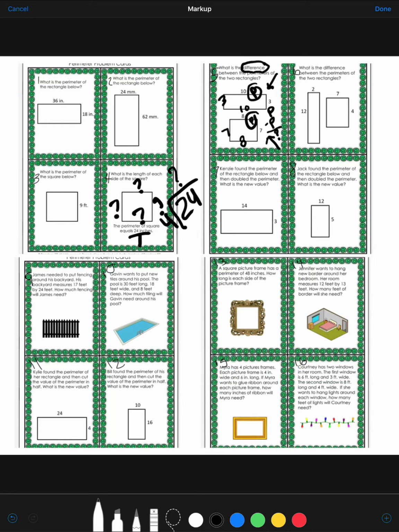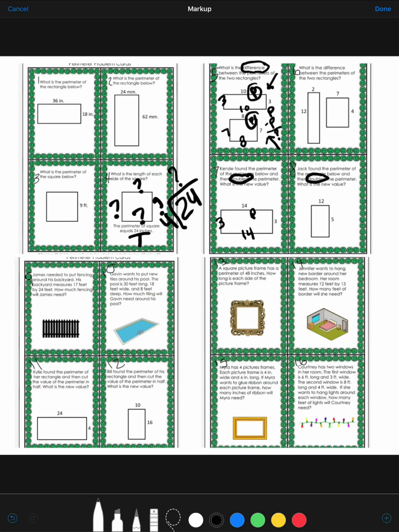Number 7 and number 8 tell you to double the value. So I would find the perimeter for the rectangle they gave me. If this side is 14, this side is 14. If this side is 3, this side is 3. I'm going to add up all my sides to find my perimeter. And double means to do what?